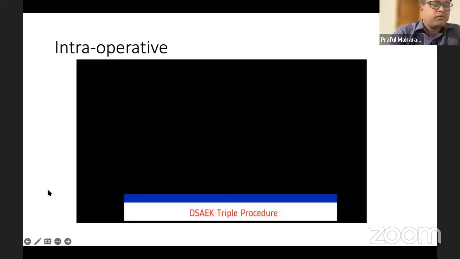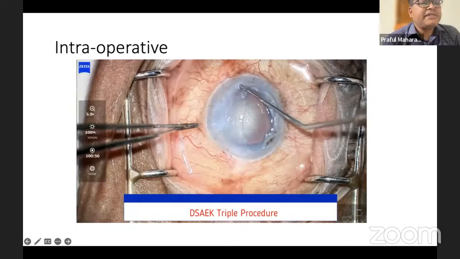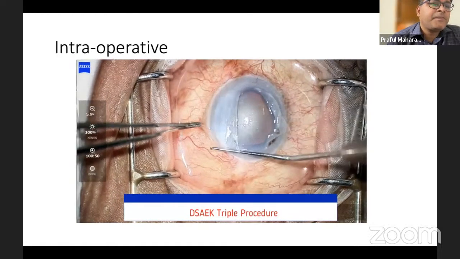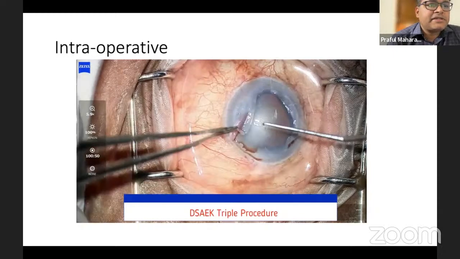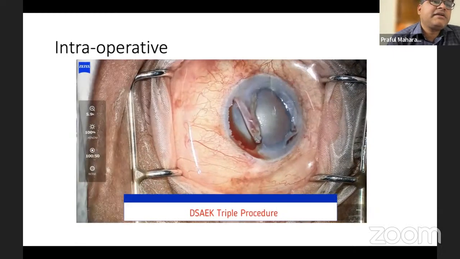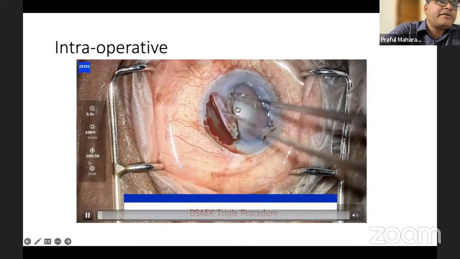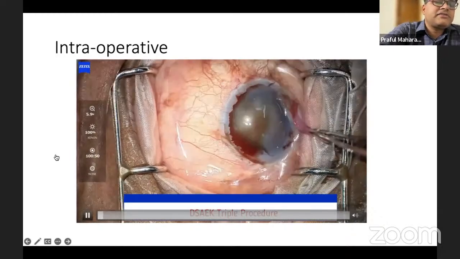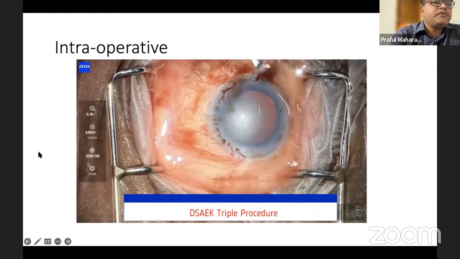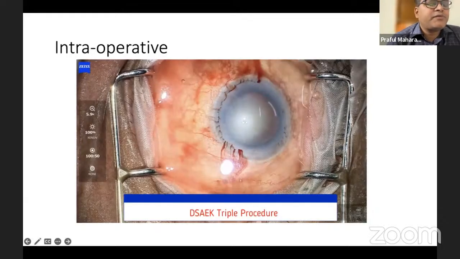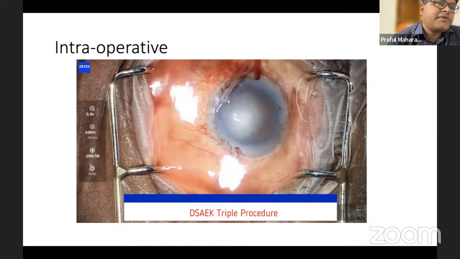This is one of my videos of a DSAEK triple procedure. It was a case of keratouveitis. As you can see here, there was a disc scar inferiorly with a hypertrophied epithelium. You can see the scar is here, and this was the hypertrophied epithelium. So to improve visibility, I am removing that epithelium, which was hypertrophied.